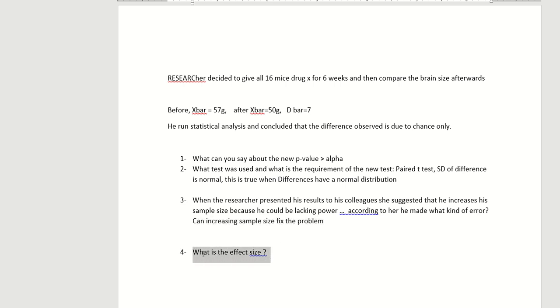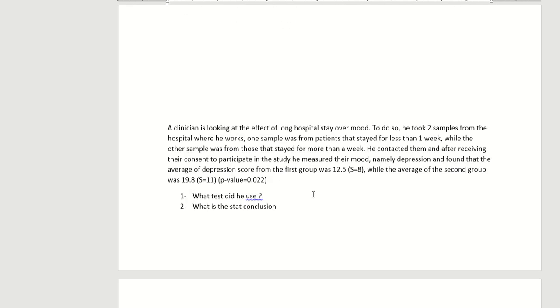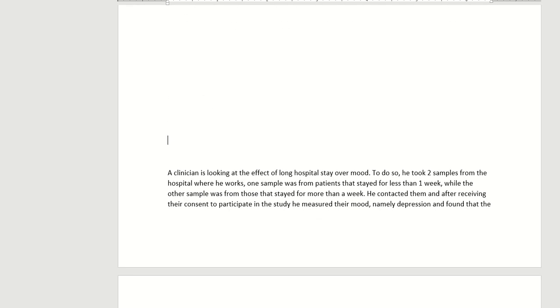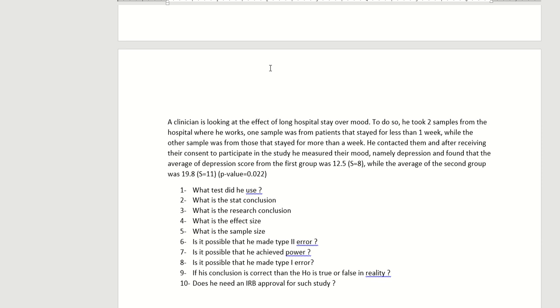What is the effect size in this study? The effect size, again, a very simplistic definition, is the difference observed. What is the difference observed? 7. So that is our best shot at what is the effect size in this study. Okay. All right, so let's move along and see what else we got.